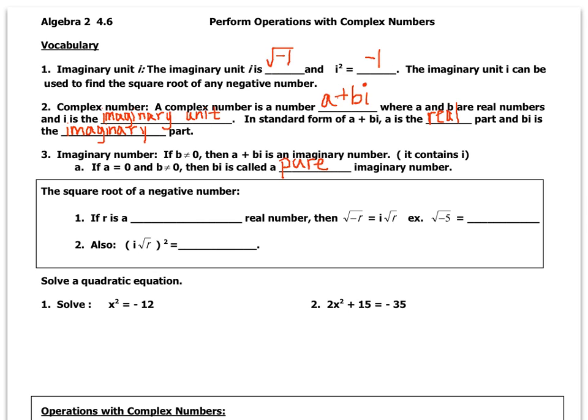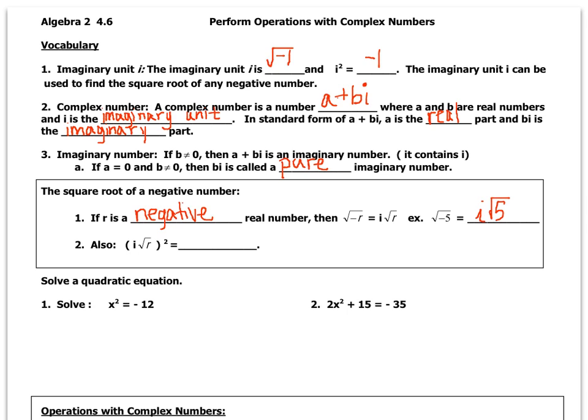So the square root of a negative number. If r is a negative real number, then the square root of r equals i times the square root of the absolute value of r. So notice we just put the i there and got rid of the negative sign. So for example here, the square root of -5, we're going to put an i on the outside to represent that negative, and then times the square root of 5.